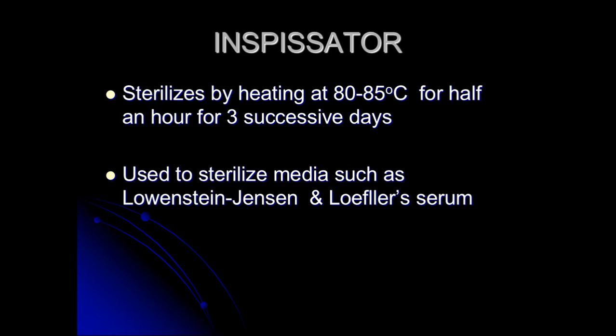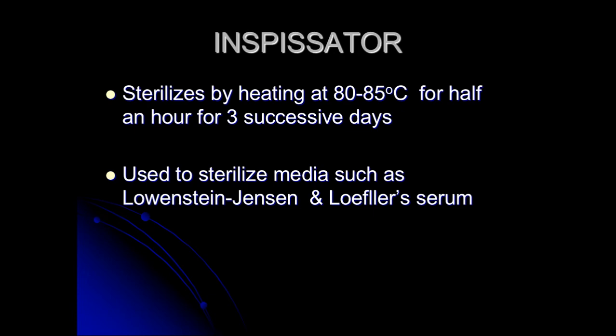Here the sterilization is done for 3 consecutive days because the temperature is below 100 degrees centigrade, not above 100. So it is able to kill mostly the vegetative forms. If any spores are present, they will get converted into the vegetative form between the first and second exposure, and they will be killed by the subsequent exposure. Lastly, if any spore form remains, it will get converted into vegetative form and be killed on the third subsequent exposure.